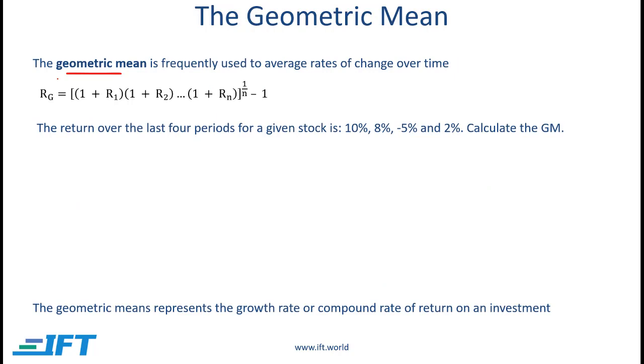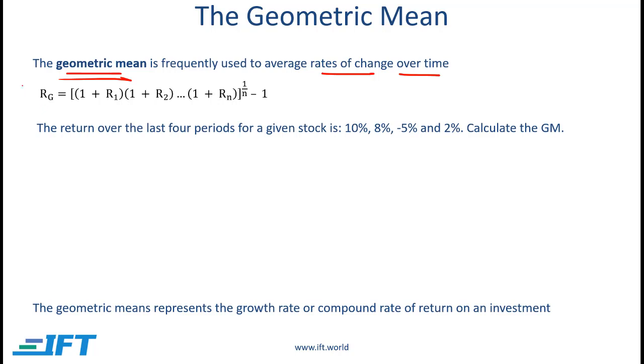Moving on to the geometric mean. The geometric mean is frequently used to average rates of change over time. So when we are looking at time series data and we want to calculate the average rate over a period of time or the average return over a period of time, then we use the geometric mean.